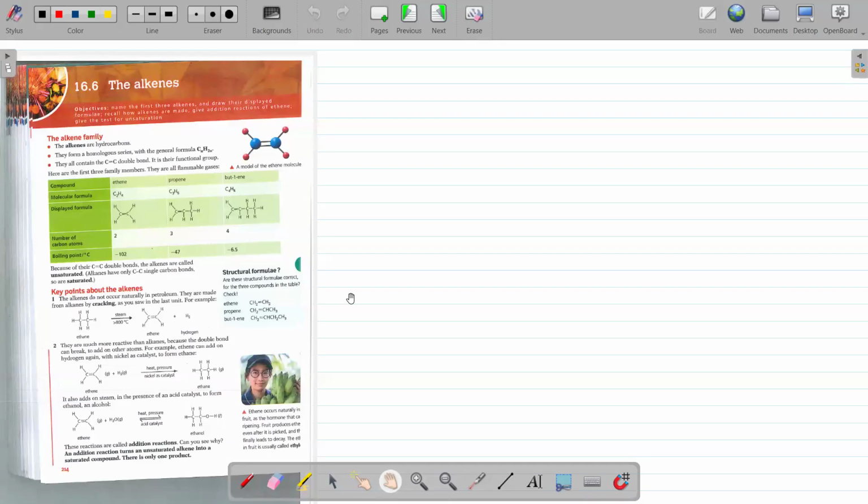Next, we are going to discuss alkenes, a new homologous series. Last time we discussed alkanes, which have carbon-carbon single bonds. And now, the next homologous series is alkene.